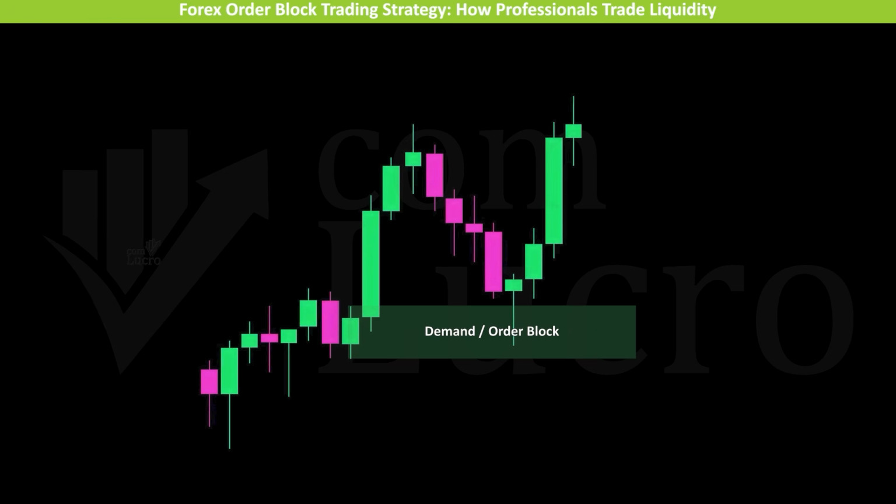However, understanding this concept alone is not enough to apply it effectively in real market conditions. So before we can actually apply order blocks in a practical way, we first need to understand how to correctly identify which ones are truly valid.